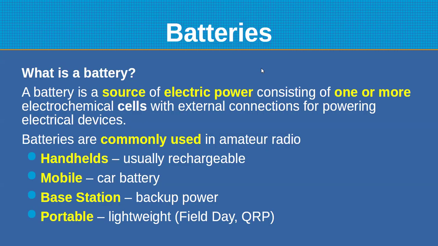So we also have batteries. Why they stuck these with the other devices, I don't know, but they had to put it somewhere. So a battery is just a source of electric power consisting of one or more electrochemical cells. A battery is a chemical process with external connections, obviously, or you wouldn't be able to use it.